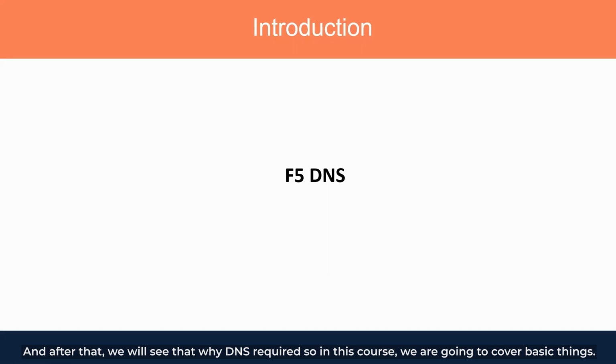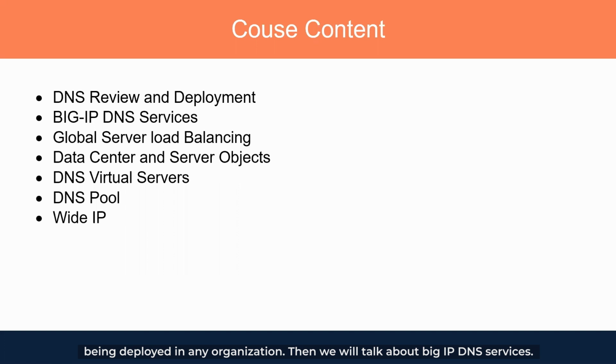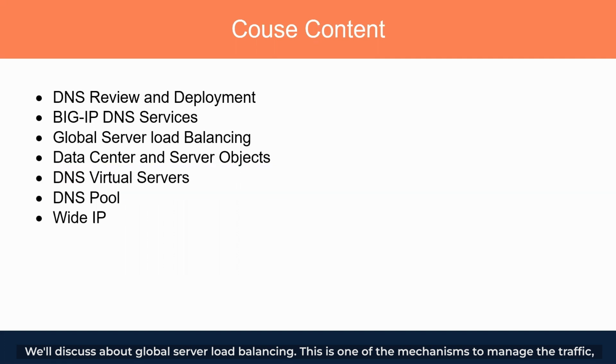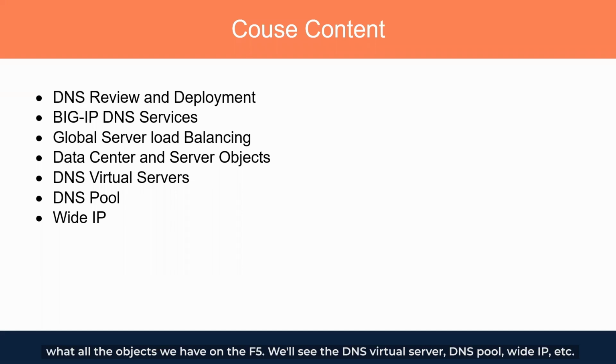required. So in this course, we are going to cover basic things, basic to advanced. We will talk about what DNS is, and we will see how DNS is deployed in any organization. Then we will talk about BIG-IP DNS services. We'll discuss global server load balancing, which is one of the mechanisms to manage the traffic, global traffic. And then we'll discuss data center and server objects, what all the objects we have on the F5. We'll see the DNS virtual server, DNS pool, wide IP, etc. So these are the major things that we are going to cover.